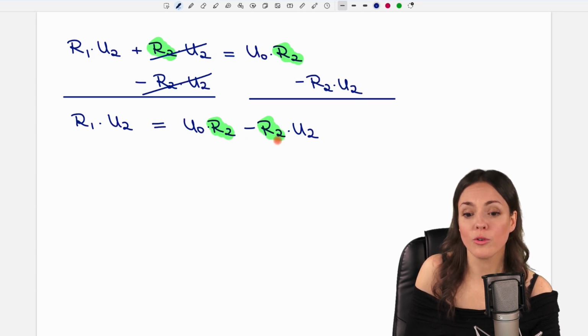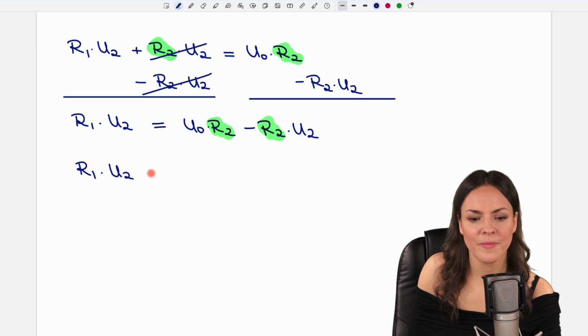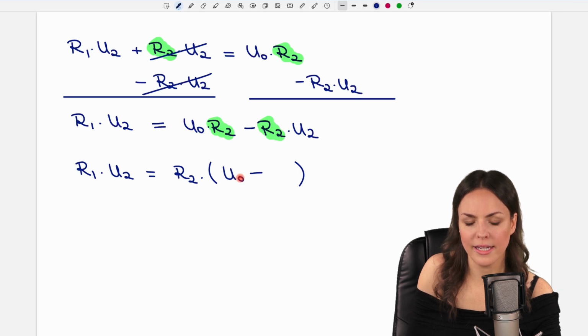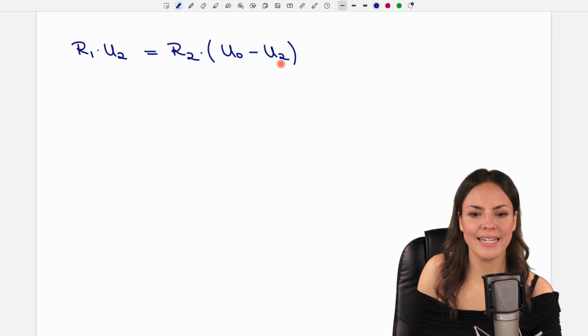To be able to solve for R2, R2 is only allowed once in the equation, not twice as it is now. But we can factor out the R2 on the right side. So we leave the left side as it is and factor out the R2 on the right side. What is left in our parentheses? We have the minus here. If we factor out the R2, only the U0 is left. And if we factor out the R2 here, only the U2 is left. So this is what our equation looks like now.